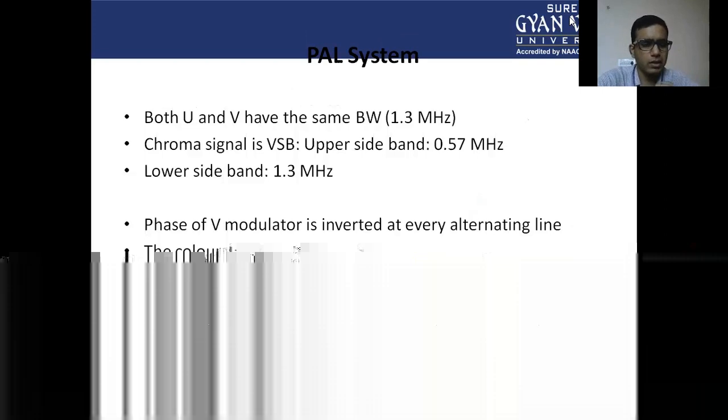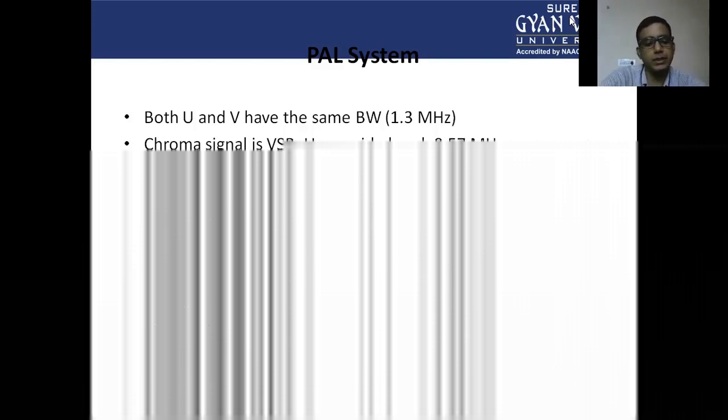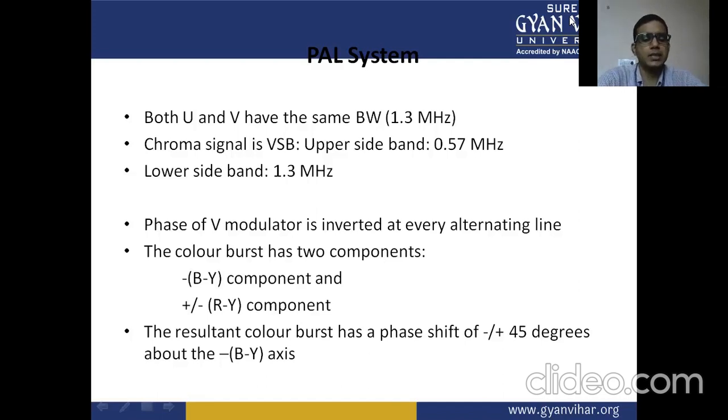The phase of the V modulator is inverted at every alternating line. The color burst has two components, that is the minus (B minus Y) component and plus/minus (R minus Y) component. So these are the two color burst difference signals in the PAL system. The resultant color burst has a phase shift of plus/minus 45 degrees about the minus (B minus Y) axis.